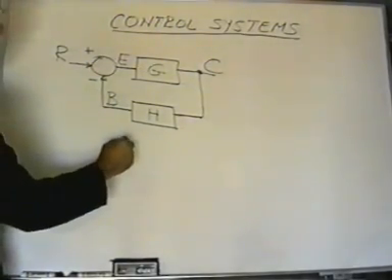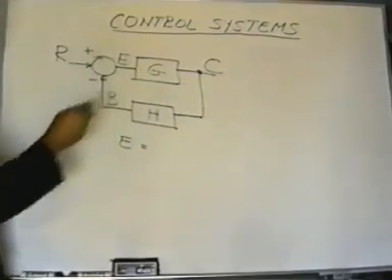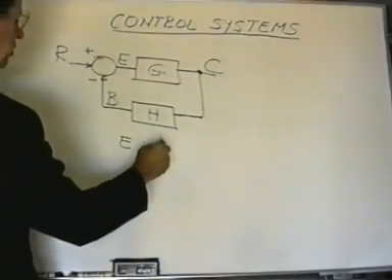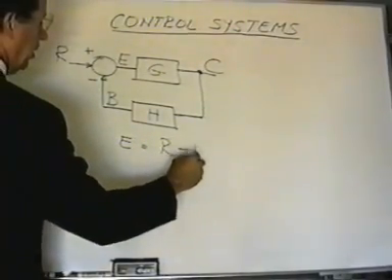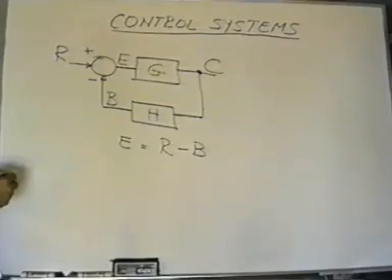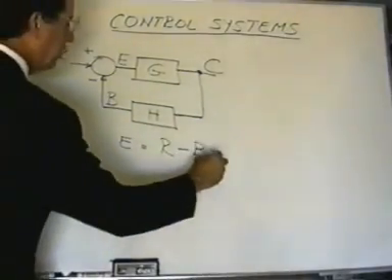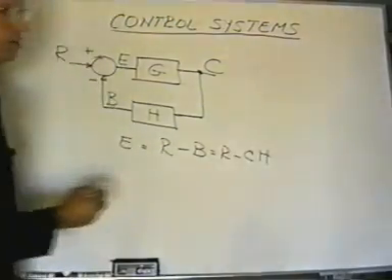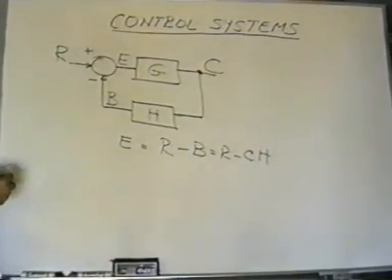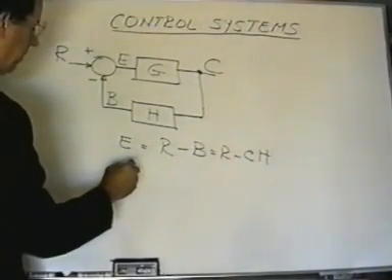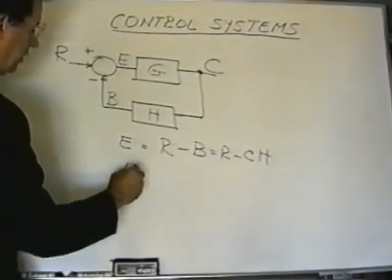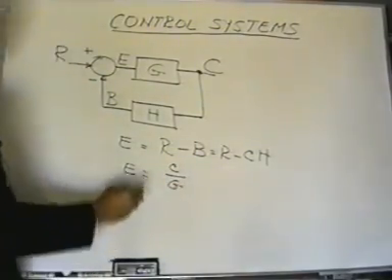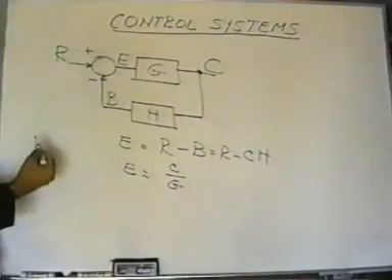We can write that the error signal E, now everything we're looking at here is a function of S, Laplace transform. E is equal to the difference between R and B, R minus B. However, B is equal to the product of C multiplied by transfer function H. So E is also defined as being equal to the ratio of C divided by G, because you can see that G times E gives you C.